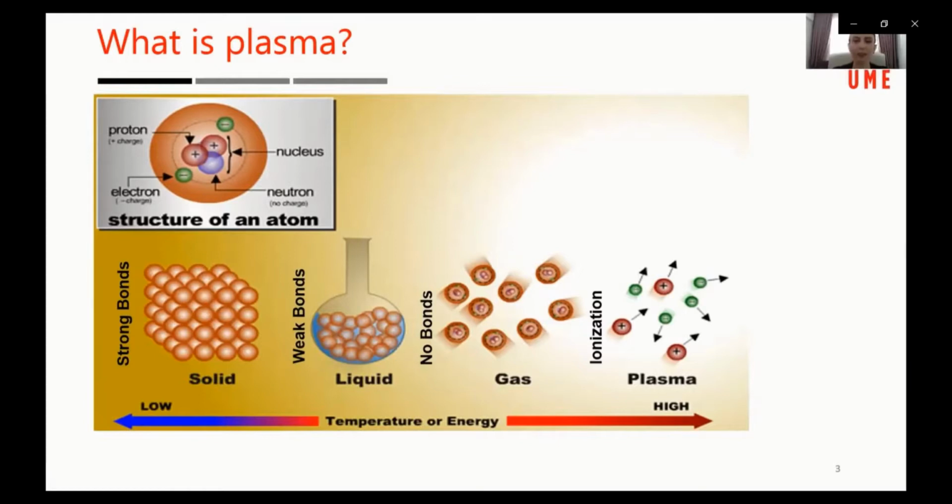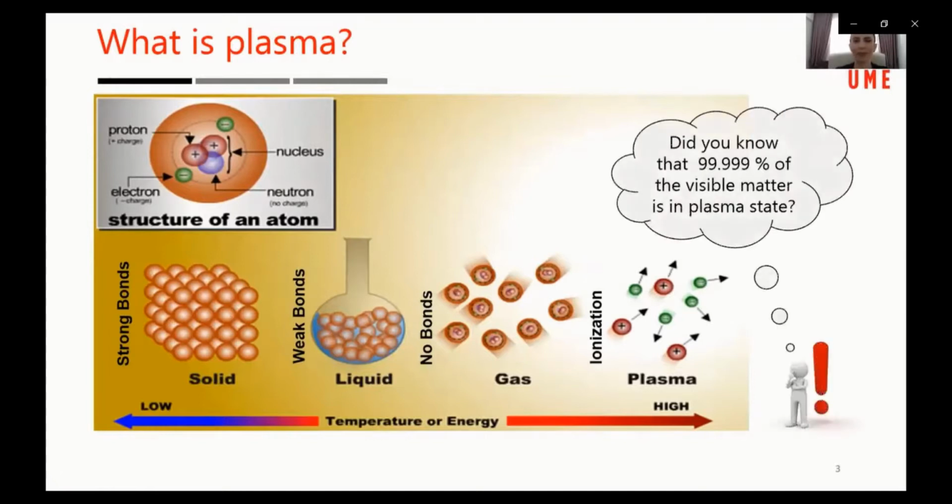If we give more energy to a gas, it gets ionized. This is a neutral gas, but when you give energy, it will be ionized so that the atoms will lose their electrons, leaving behind positively charged ions. So this cloud of electrons and positively charged ions is basically what we call the plasma state, ionized gas in the most simplistic terms. So here's a fact for you. Did you know that 99.999% of the visible matter is in the plasma state?